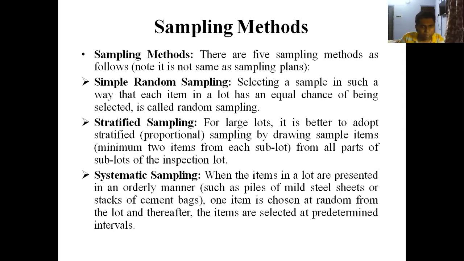Then there is systematic sampling, when the items in a lot are presented in an orderly manner, such as piles of mild steel sheets or stacks of cement bags. One item is chosen at random from the lot, and thereafter the items are selected at predetermined intervals. That is known as systematic sampling.